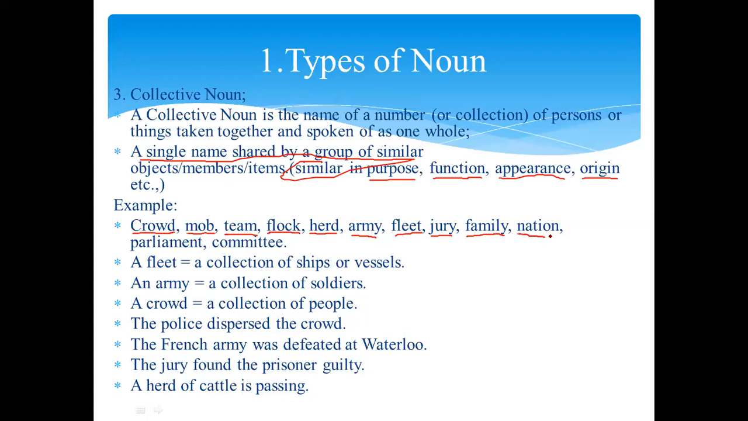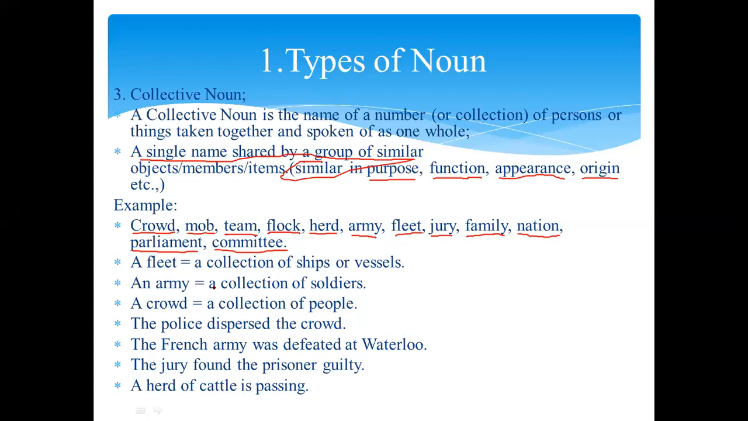Nation is a group of people representing one nation, having different cultures. Parliament is a group of members, having more than 300 seats in parliament. And committee is also a group of people. So all of these are collective nouns.